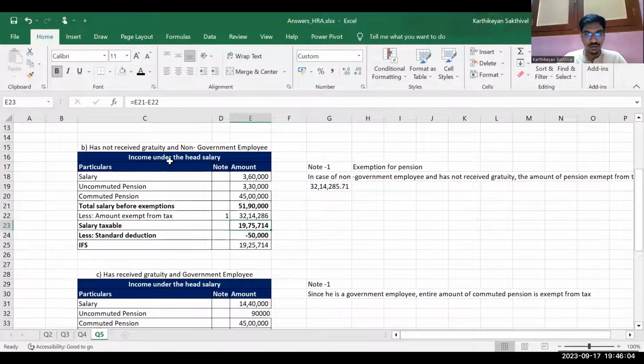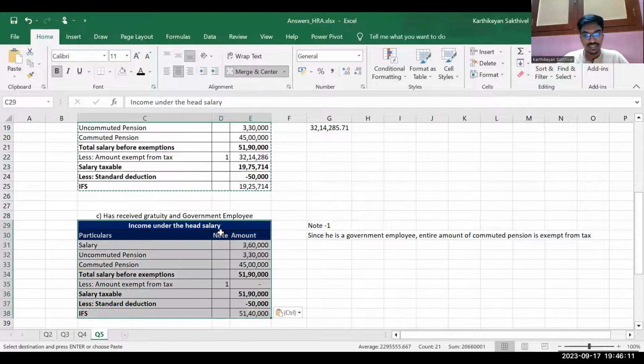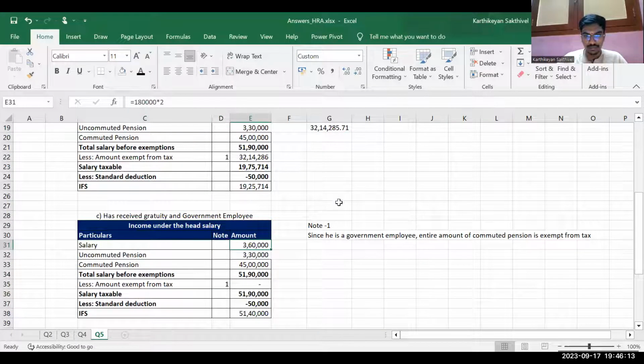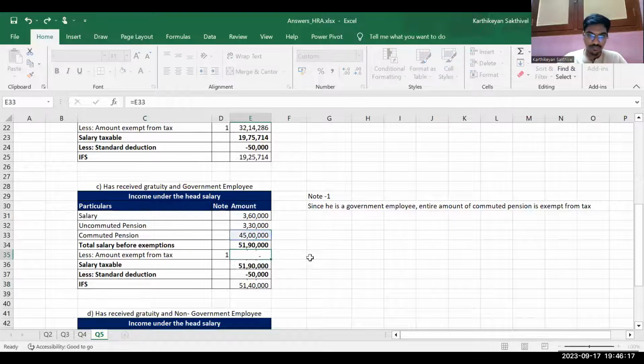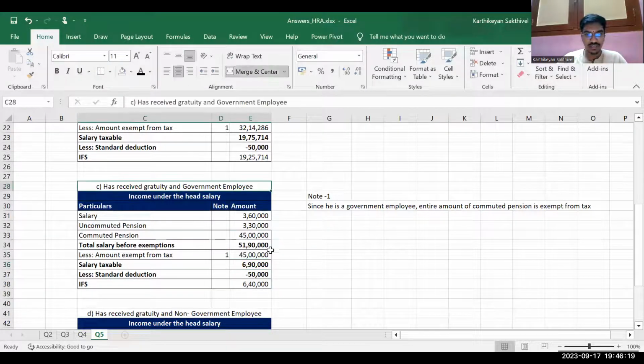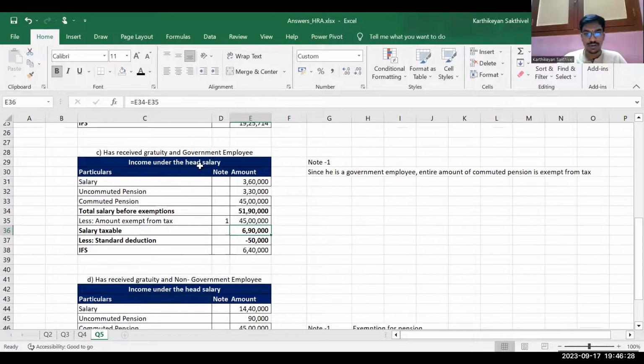If he has not received gratuity and he is a non-government employee, so it is going to take it up for has received gratuity and he is a government employee. The computation is going to be the same. Since he is a government employee, it does not make a difference whether he has received gratuity or not. The entire amount is exempt from tax. So 6.9 lakhs is the amount taxable, same as point A.